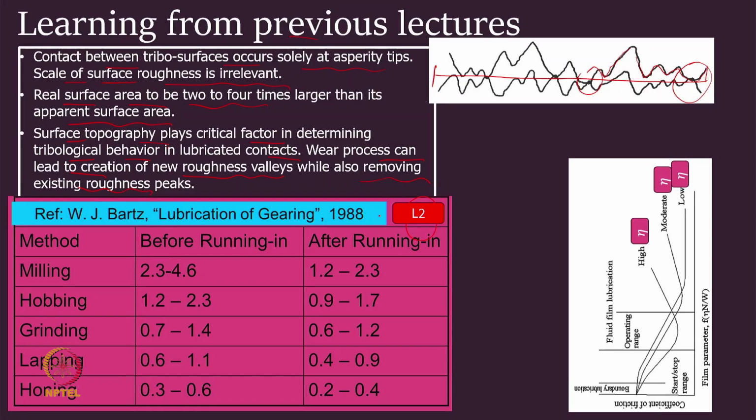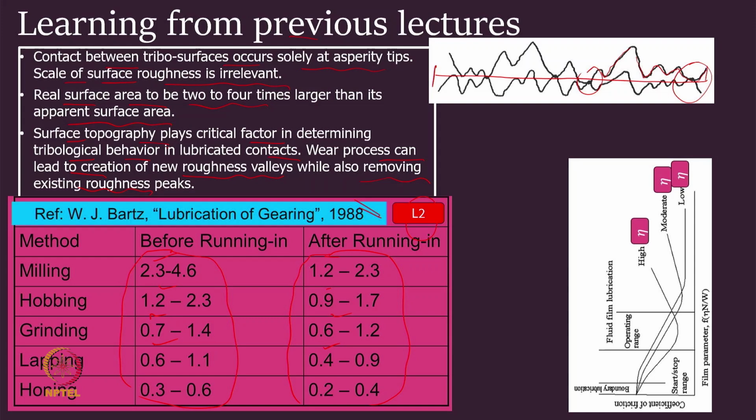In Bhushan's book, he has mentioned that before running-in, these are the surface roughness parameters or Ra values, and after running-in, surface roughness comes down. So here are 2.3 to 1.2, 1.2 to 0.9, 0.7 to 0.6, 0.6 to 0.4. That's what has been mentioned over here.